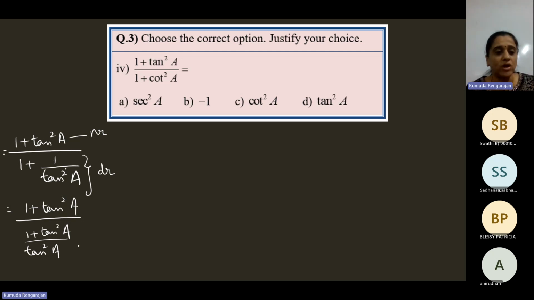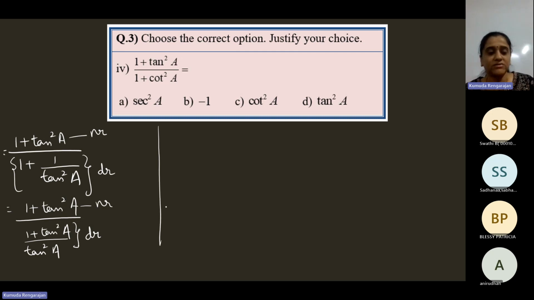Because this one is 1 plus cot square A, this one is the denominator. So this is the numerator, and this is the denominator. You understand what I mean? See, this one is that 1 plus cot square A, denominator. So this is the denominator.